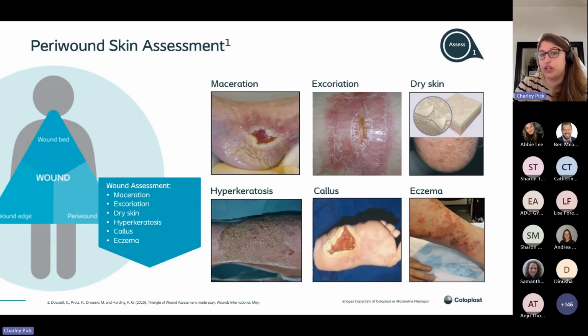Now, your maceration, as you can see here, is likely due to the fact that the dressing that's been in place has not managed that exudate appropriately. So the dressing won't have conformed down into that wound bed. What's happened here is there's probably exudate pooling, and that pooling has then spilled out onto that peri-wound skin and macerated it.